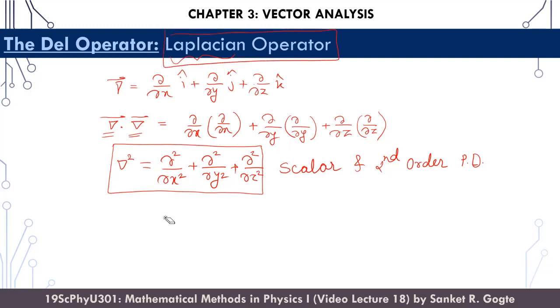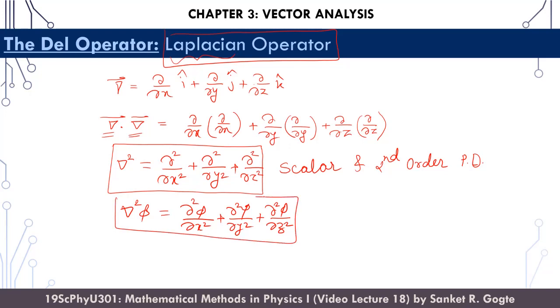If you operate this del square onto a scalar field, since del square and phi both are now scalars, it is ∂²φ/∂x² plus ∂²φ/∂y² plus ∂²φ/∂z², and this is a scalar quantity.